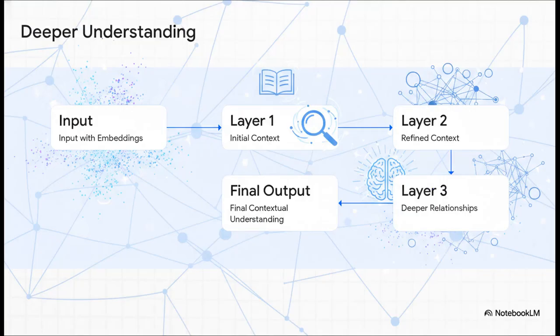But it doesn't just stop there. The model doesn't just do this one time. It actually stacks these attention layers one on top of the other. So the first layer might get a basic idea of the context. The next one refines it a bit. The one after that finds even deeper, more subtle connections. It's kind of like reading a complicated paragraph a few times over. Each time you get a much richer, more sophisticated understanding of what's going on.